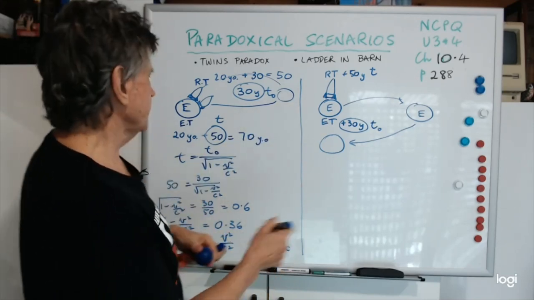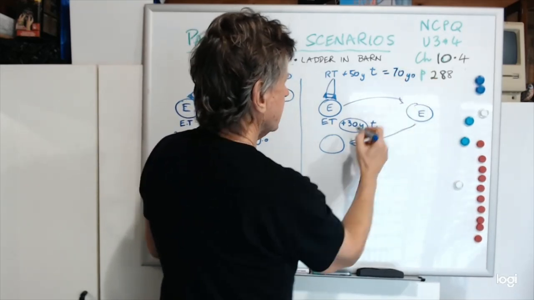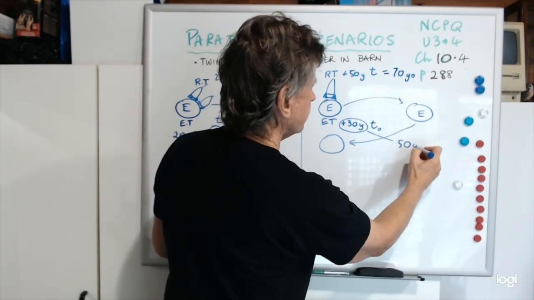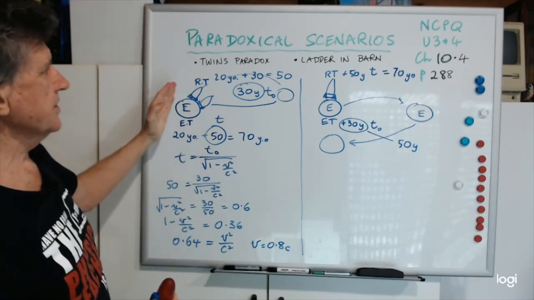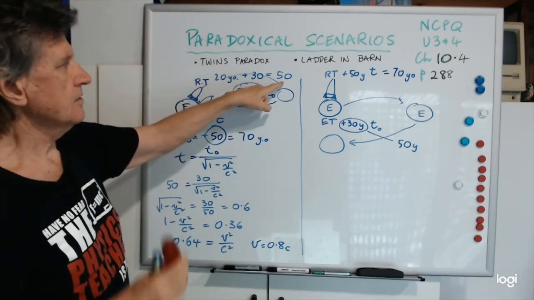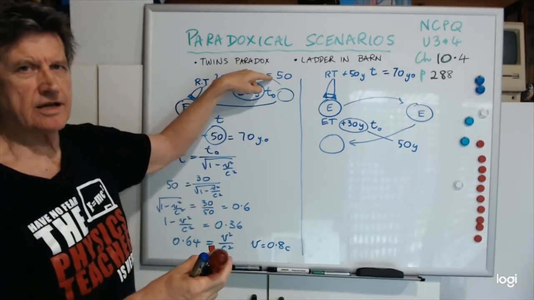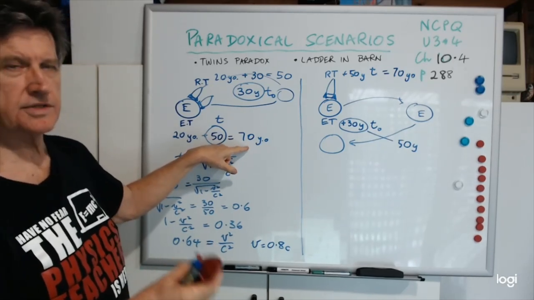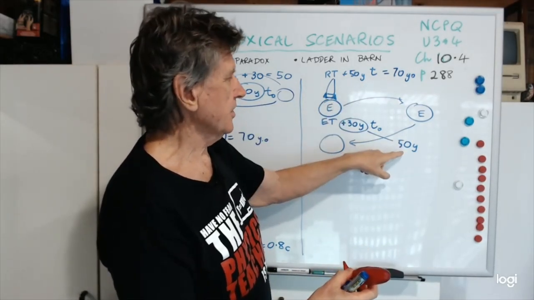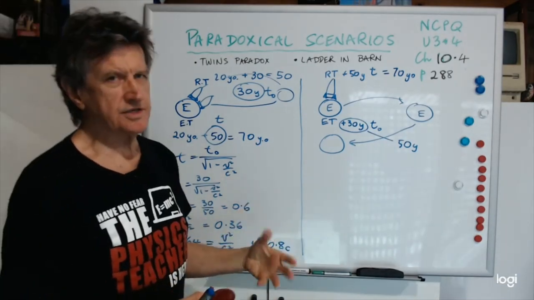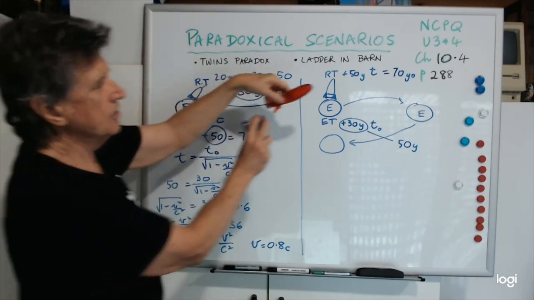Now, if you did this, you'd find the rocket twin would be 70 years old and the Earth twin would be 50 years old. So depending on which scenario you use, if you look at this one where it's the rocket that moves, the rocket twin is 50 and the Earth twin is 70. So the rocket twin looks younger than the Earth twin. The Earth twin looks old, he's 70 years old. In this scenario, the rocket twin is 70 and looks old, and the Earth twin is only 50.